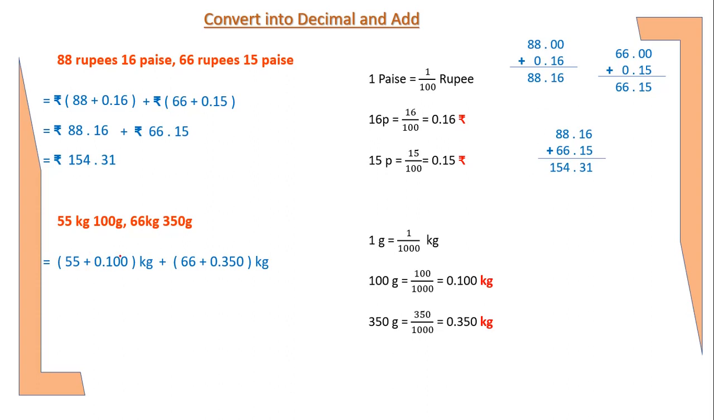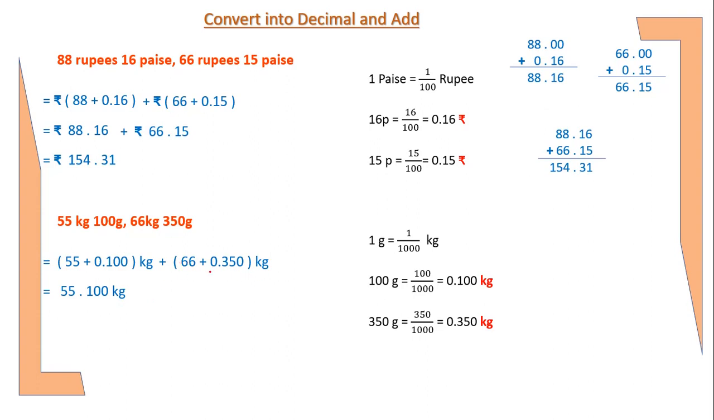First we will add the decimal part to decimal part. Here the decimal part is 100. In the whole part there is no decimal, which means we will write this 100 as it is. Then I will write this decimal point also as it is. After that I will take the whole part and add whole part to whole part. That is 0 plus 55. It will become 55. Hence, after adding 55 to 0.100, I got 55.100 kg.